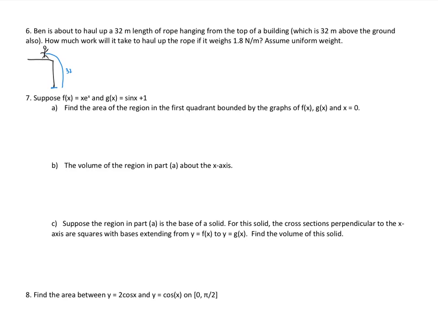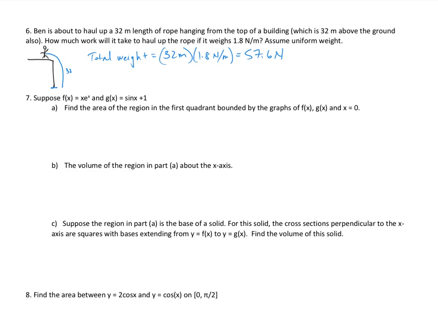So yes, it's not drawn to scale, kids. I understand. All right, so now taking a look at this situation. First, let's find what the total weight of the rope is going to be. And here we end up with 32 meters times 1.8 newtons per meter. And this comes out to be 57.6 newtons.